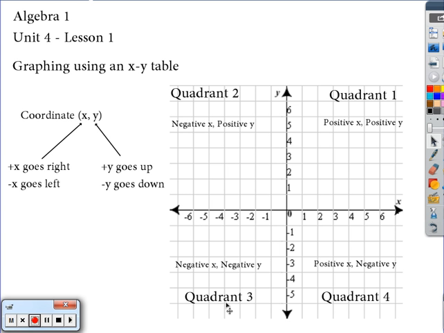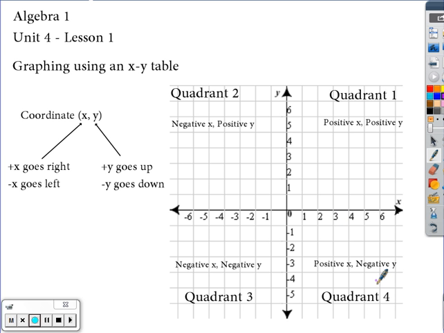Chapter 4, starting lesson 1, graphing using an XY table. Just a few things here you should probably copy down about the coordinate plane if you don't remember. Quadrant 1, quadrant 2, quadrant 3, quadrant 4. Quadrant 1 is identified with positive x, positive y values. Quadrant 2 would be the negative x, but positive y. Quadrant 3, negative, negative. And quadrant 4 would be positive x, negative y.